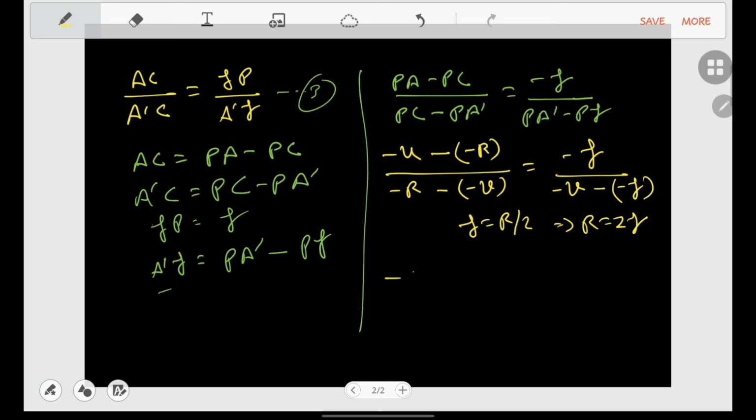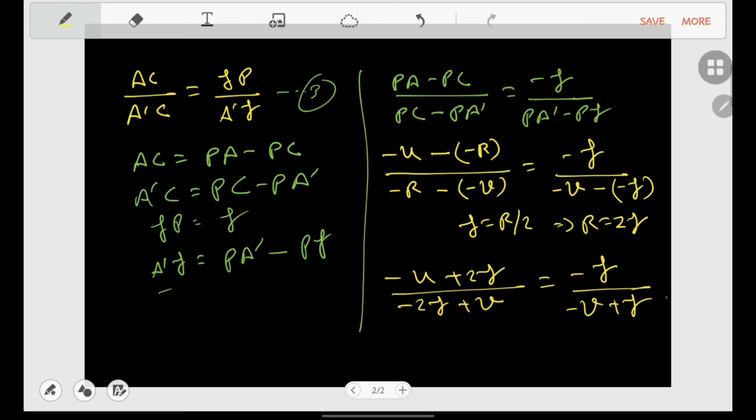So we can write here minus U plus 2F, because here the R gets replaced by 2F, upon minus 2F plus V, that is minus minus plus, equal to minus F upon minus V plus F. I hope you already know the mechanism of minus and plus, because you have done it in the past in class 7 and 8. Now we have to do the cross multiplication and solve this equation.